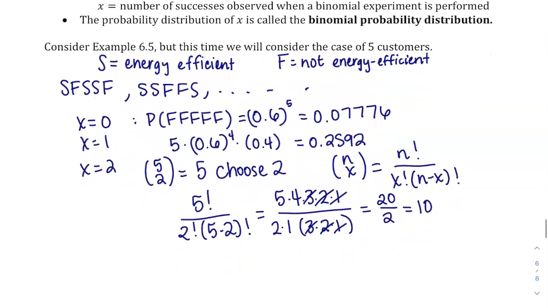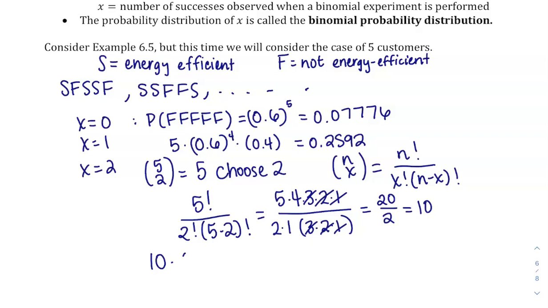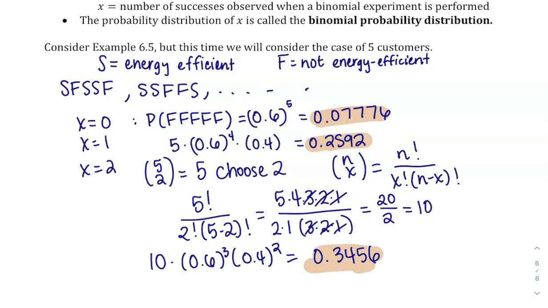Now that we have that part, since there are 10 different possible arrangements, and for each of these you're going to have 3 failures and 2 successes, then we're going to take 10 and multiply by 0.6 to the 3 and multiply by 0.4 to the second power, and we get 0.3456. Now, I know your head is probably spinning because we've only done the case of 0, 1, and 2. We still have to think about 3 successes, 4 successes, and 5 successes.